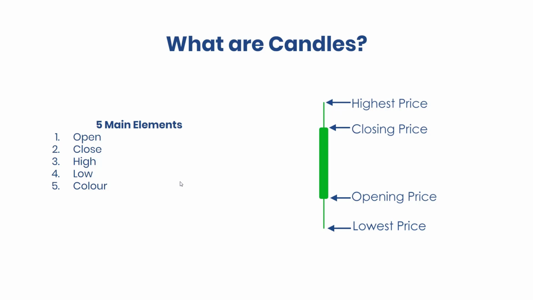The color tells you the direction of the price in a specific candle. If we have a green candlestick, it means that our opening price is lower than our closing price, in that we gained money during this period.